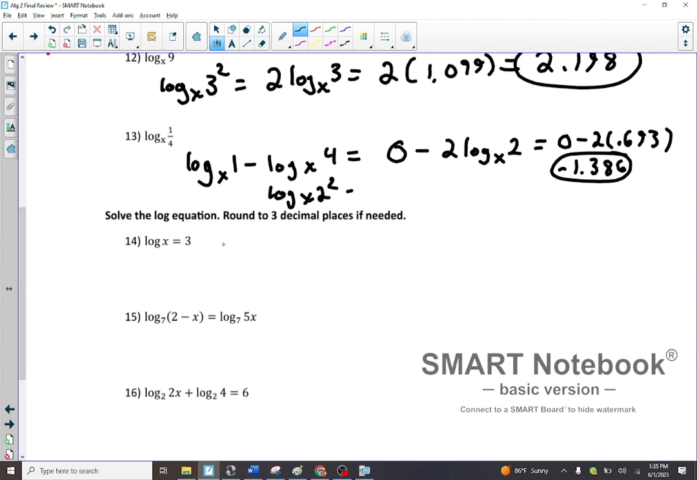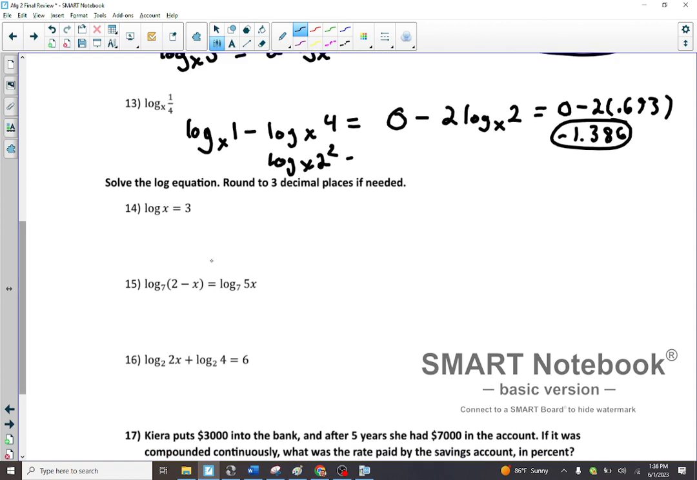Wait, so you can only add and subtract logs, you can't multiply them? When you add them, when you put them together, that's a multiplication. You have to be here at the beginning if you want to know that. Next one. Shh. Don't talk.